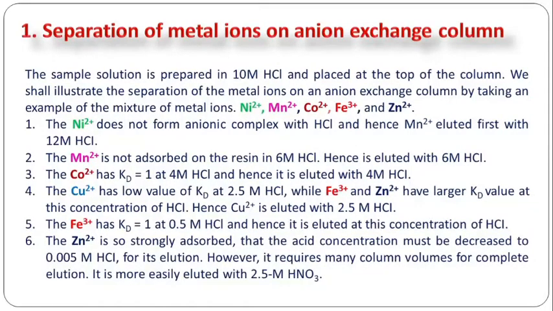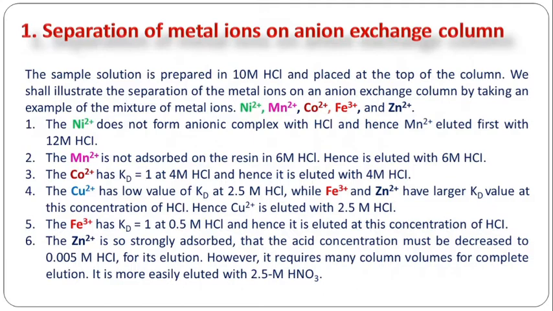Zn2 plus is so strongly adsorbed that the acid concentration must be decreased to 0.005 molar HCl. For this elution, however, many column volumes are required to complete the elution. It is more easily eluted at 2.5 molar HNO3. So whatever Zn2 plus ions are there, they are strongly adsorbed by this resin. Even if you decrease the concentration of HCl, it is not possible to drain out or remove these Zn2 plus ions from the resin.